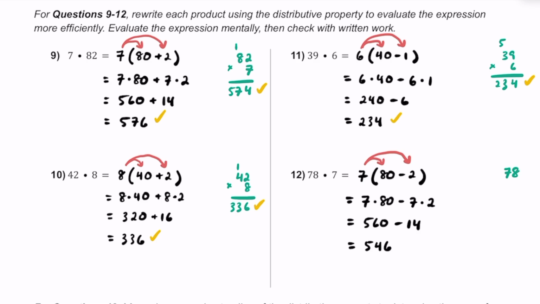Okay. Now let's check this using standard algorithm. If you take this 78 and multiply it by 7, then 8 times 7 is going to be 56, carry the 5. 7 times 7 is 49, plus the 5 is going to be 54. So looks like either way you do this, you can see we do get 546 both times.